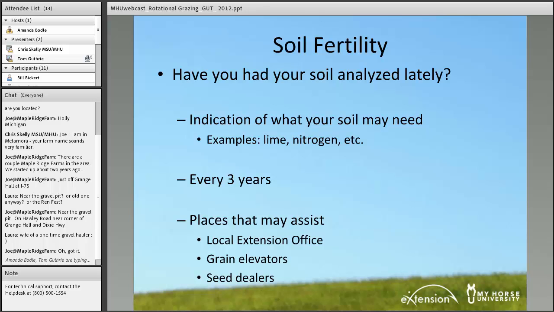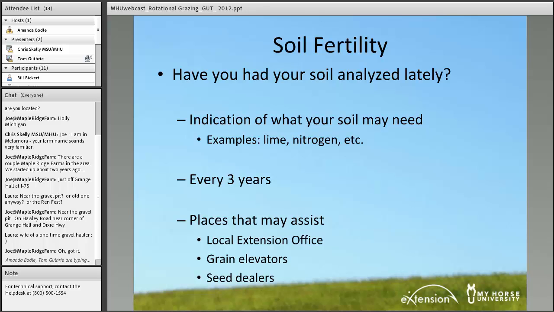Okay, I was just recently on a farm, and this individual indicated to me that she had not tested her soil for over 20 years. Okay, we can guess all day on what actually the soil may need for those forage plants to be productive, but it's best to get your soil analyzed. Okay, this will give you an indication of what your soil is going to need. Examples of this will be lime, nitrogen, etc.